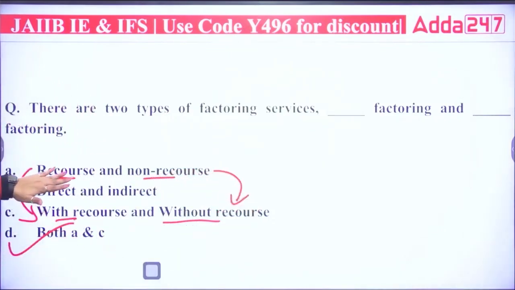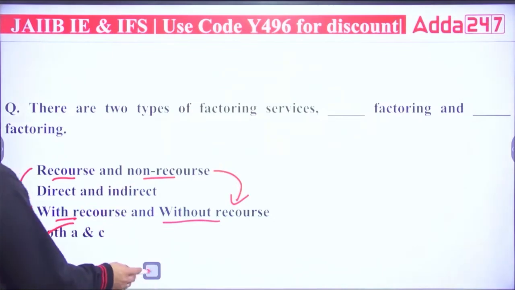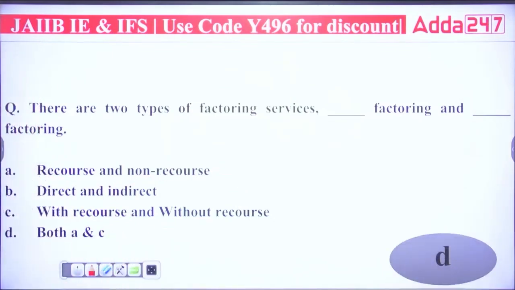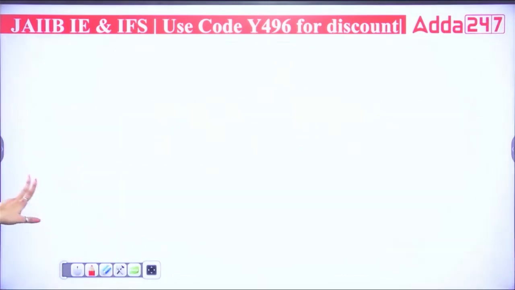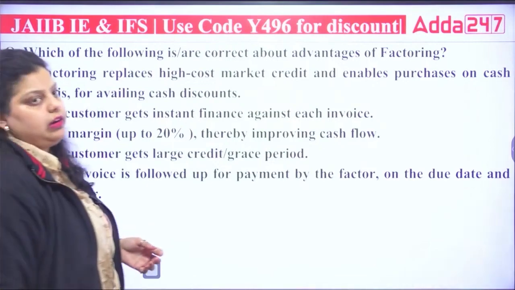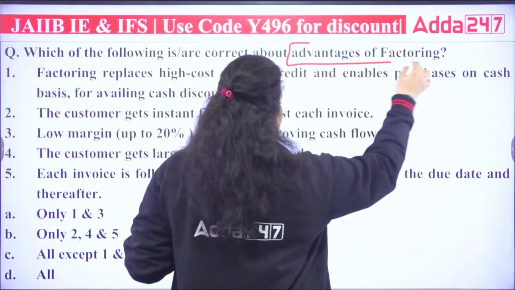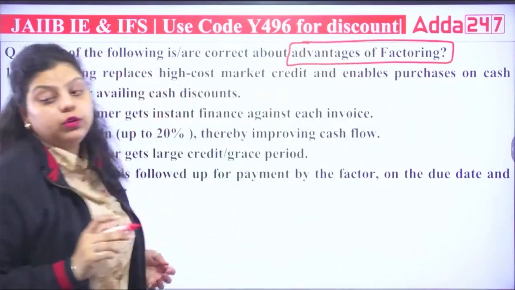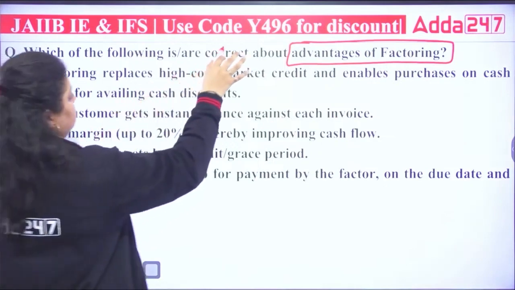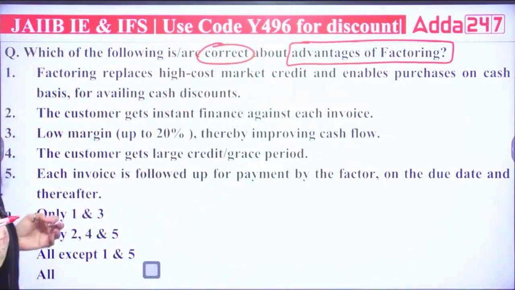So when it comes to recourse factoring, it means with recourse. When it comes to non-recourse factoring, it means without recourse. So the right answer will be D. A and C is correct here. Clear? Next question. Which of the following are correct about the advantages of factoring? You have to find out the correct statement. So what is the benefit or advantage?